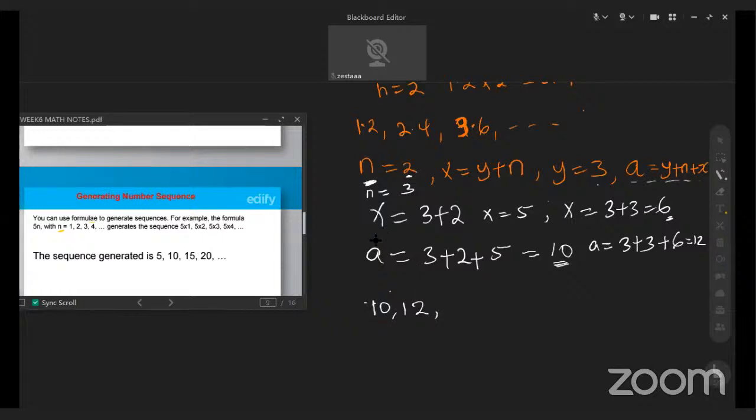From here, if you want to go to 4, you substitute for n equals 4. Carry on the same process, and you are able to get the next number in that sequence. So that's what you're supposed to be doing. You keep on changing your n, from the first one to the very last one that you have.